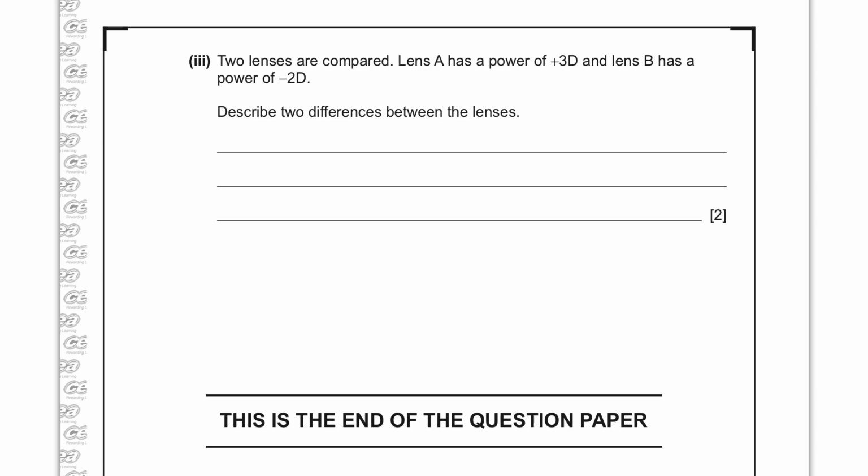So a bigger power will correspond to a shorter focal length. So the more powerful lens would also have a shorter focal length. You could say it that way if you wanted. So A has a shorter focal length than B. And that's that.